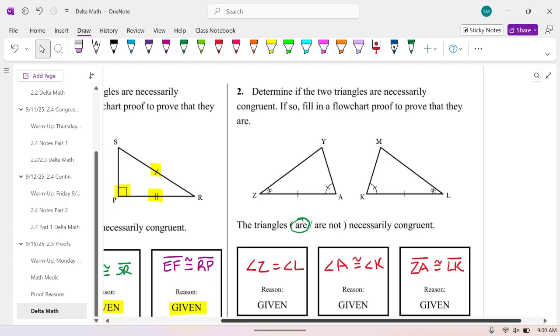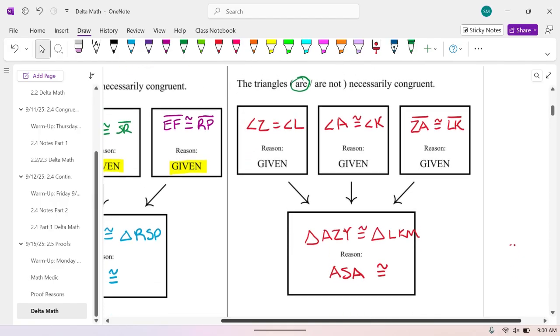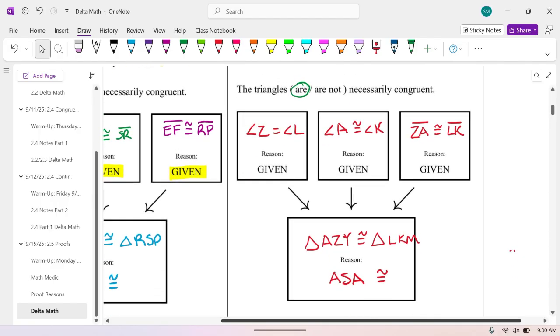Good. Line ZA is congruent to LK. So we've stated everything. So now we can say that those two triangles are congruent because of what postulate? Angle, side, angle. So that's exactly what I got. Now, yours doesn't necessarily have to be in the same order as mine. If you wrote these statements down, it doesn't matter which box you put them in as long as they're written down. Okay?